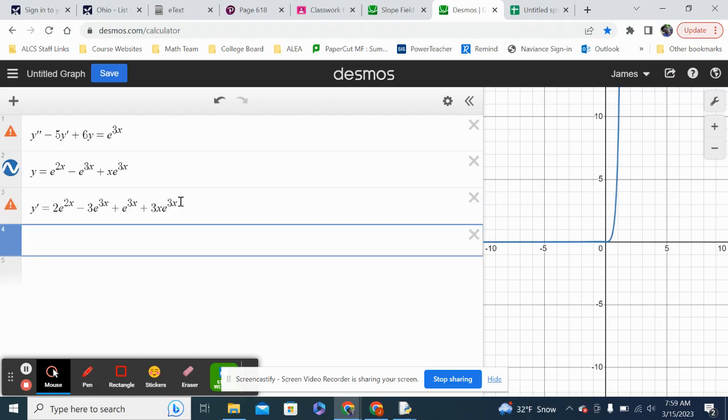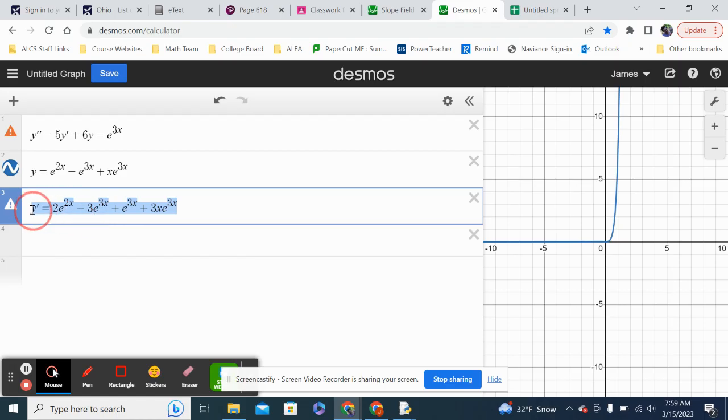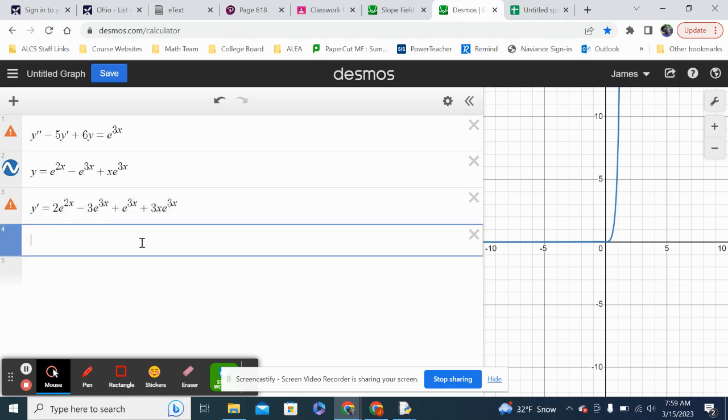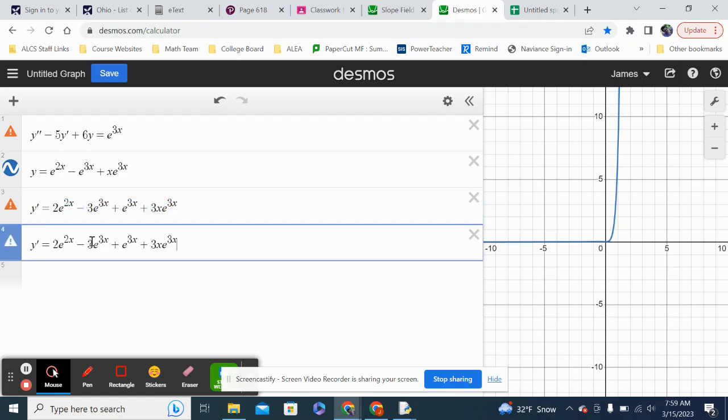So I've got my y prime up there. If you're still working on it, that's okay. I am going to combine like terms. I've got a minus 3e to the 3x and a plus 1e to the 3x. So here I'm just going to kind of take this, copy and paste. Minus 2e to the 3x and get rid of that term.